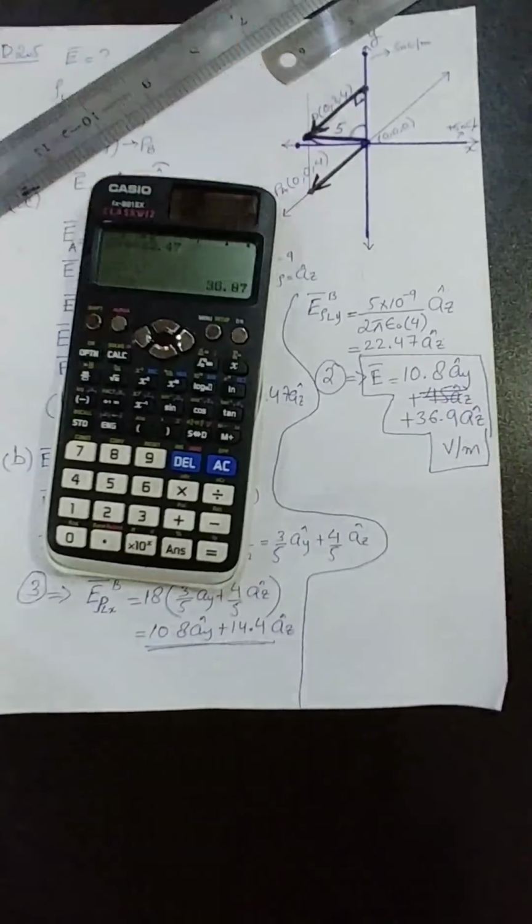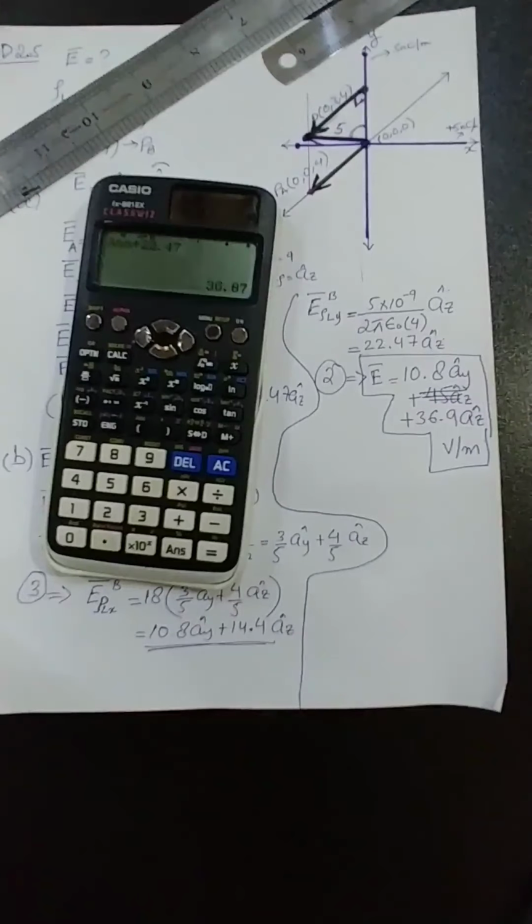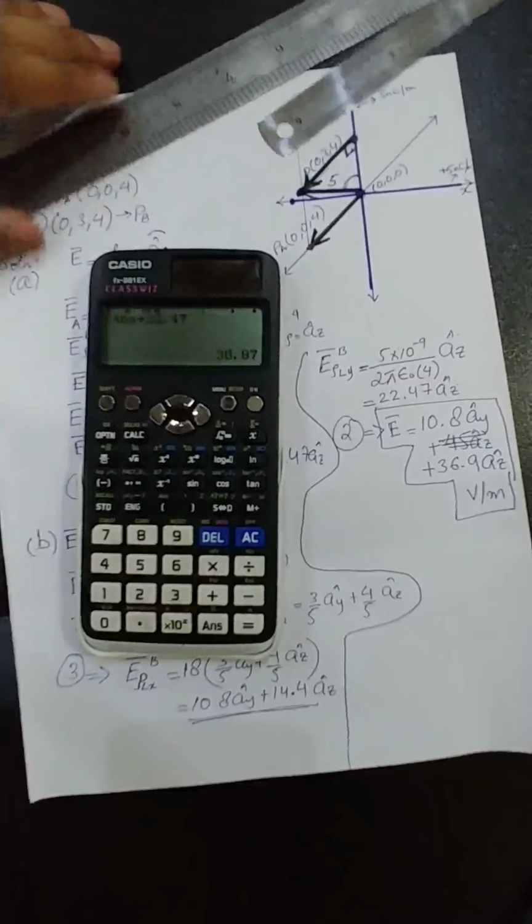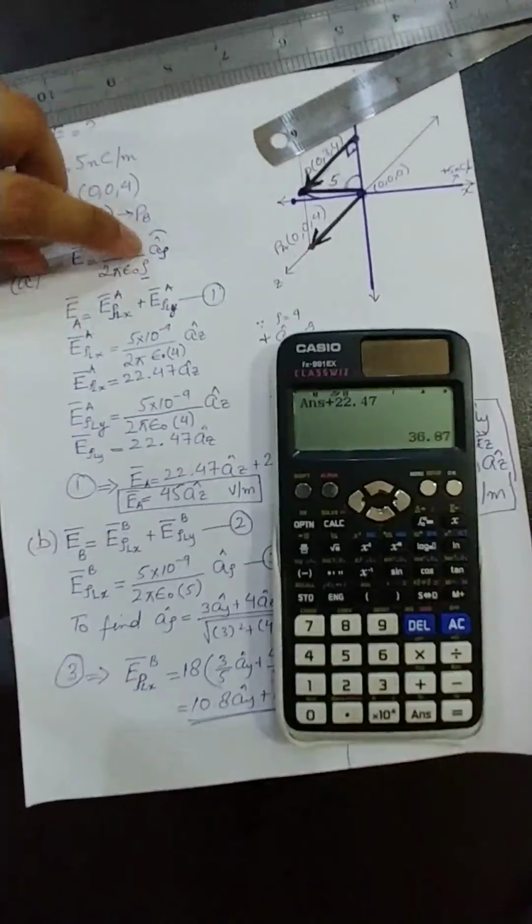So this is how we will solve this problem, and I hope you got the idea how to calculate the perpendicular distances and the arrows which were given here. Okay, I hope this helps.